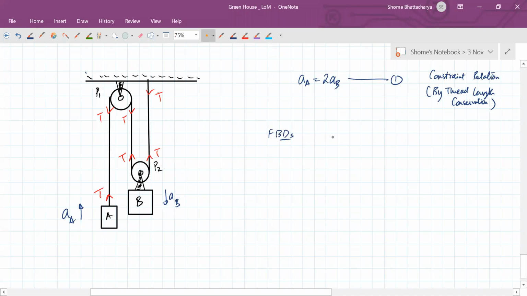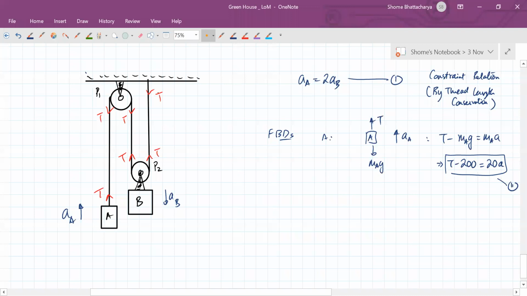So for A, you have the same free body diagram that we had earlier, tension and weight. But this time the difference is it has an upward acceleration. So the equation will become what? T minus weight is equal to mass into acceleration. So T minus 200 is equal to 20A. This will become our second equation, which is coming from the free body diagram of the block A.